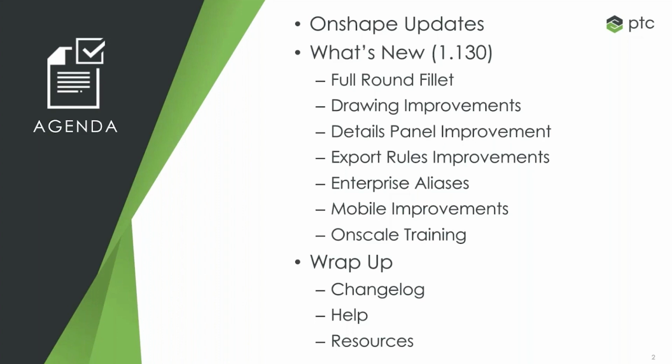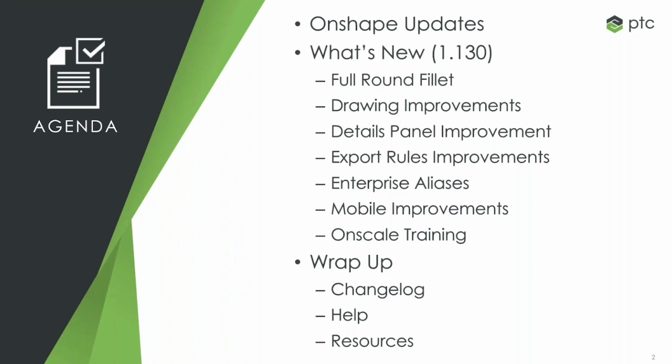So you'll see the highlights from 130. We have the full round fillet. We have drawing improvements, several of those that we'll go through. Detail panel improvements. Also, the export rules have been expanded to include a few more things than it did when we originally released it. We also added enterprise aliases, some good mobile improvements, and also a new training course that you can look at in the Learning Center.